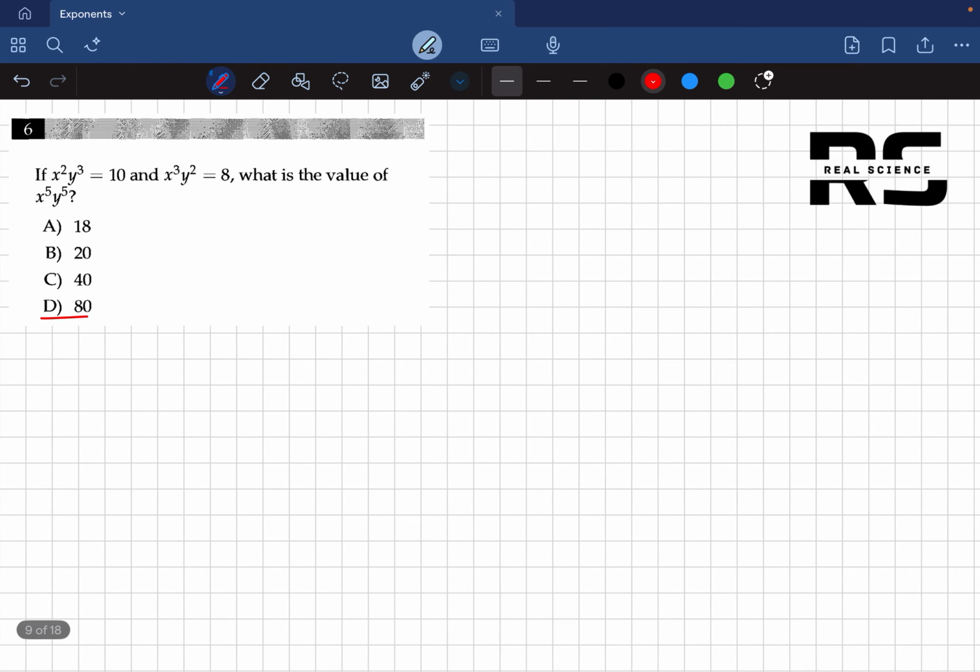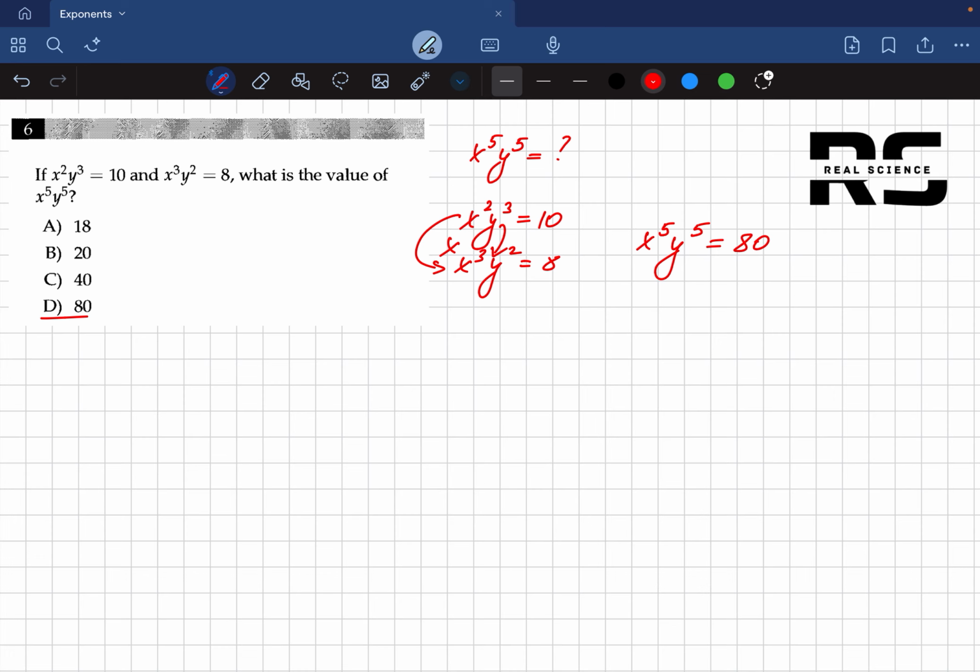Let's look at number 6. It says x squared y cubed is equal to 10. x cubed y squared is equal to 8. What is the value of x to the power of 5, y to the power of 5? Well, we can just multiply them, right? So we have x squared y cubed is equal to 10 and x cubed y squared is equal to 8. If we multiply, let's multiply x by x and y by y. That's going to be x to the power of 5, y to the power of 5 is equal to 80. That is our answer. This is pretty easy.